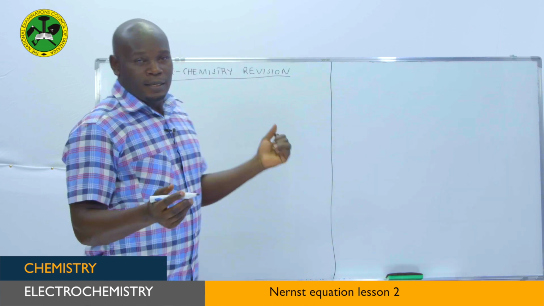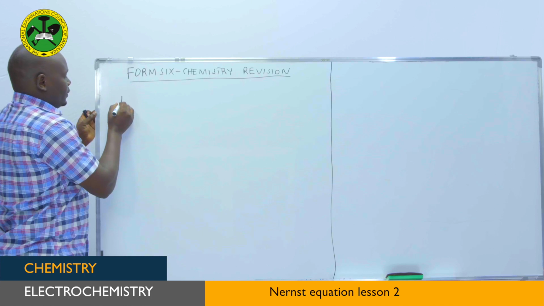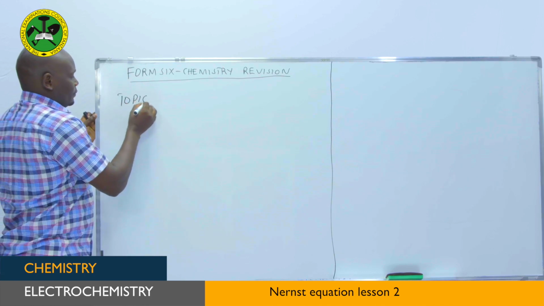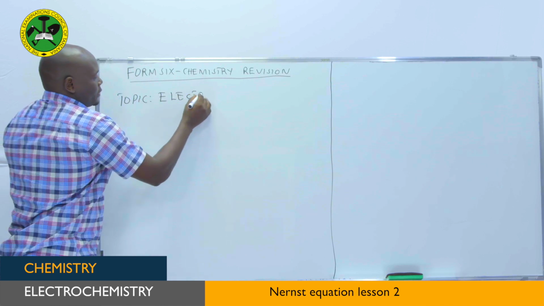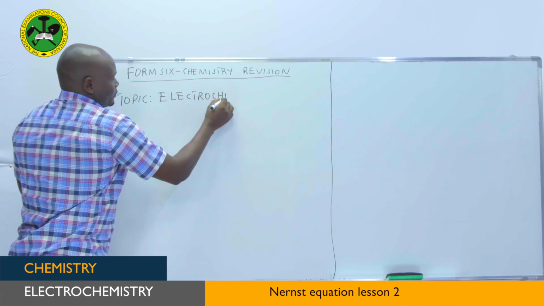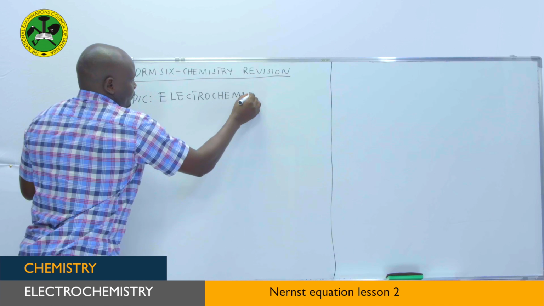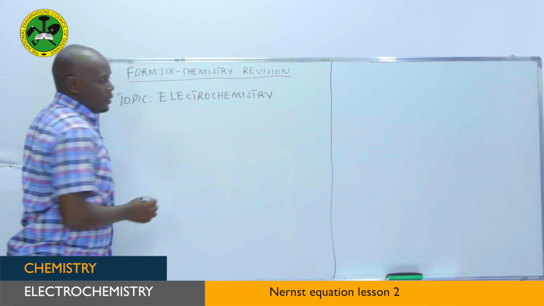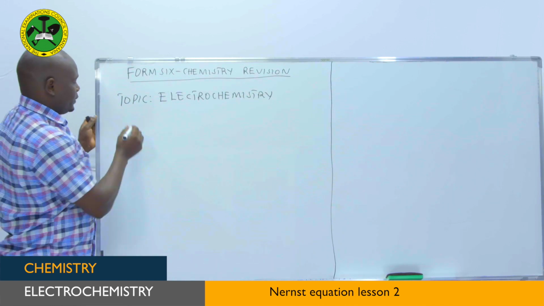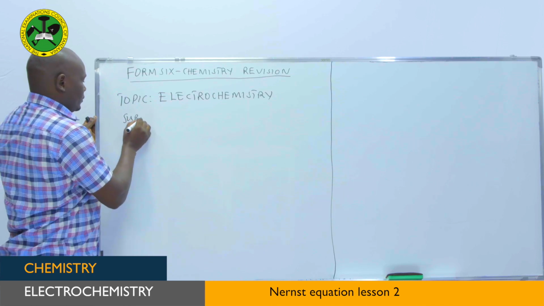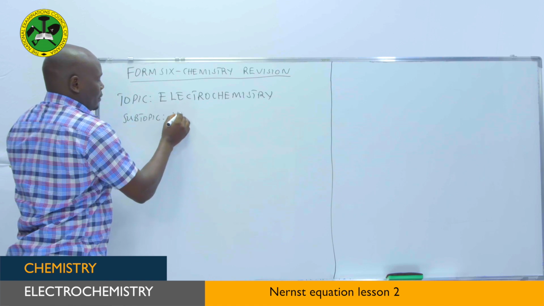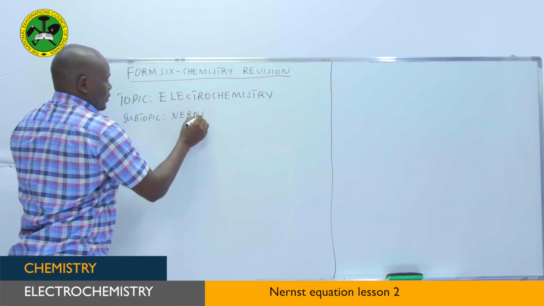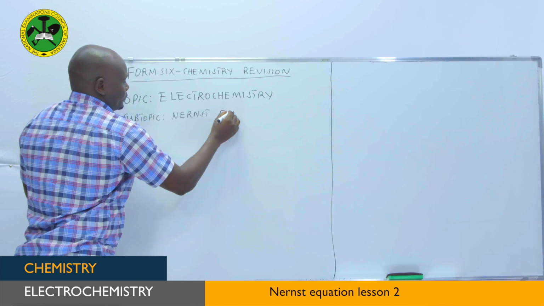Now let us write. The topic is electrochemistry. And our subtopic is the Nernst equation.